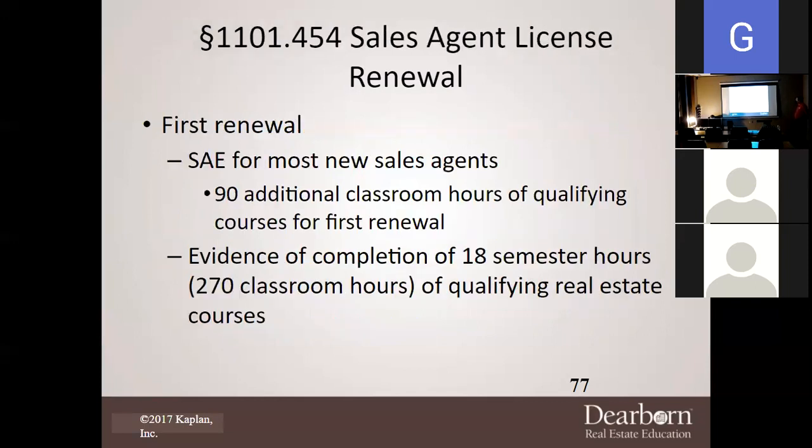Again, we talked about this, the first renewal. The SAE for most new sales agents is 90 additional classroom hours. And understand that TREC always does everything in 30s, okay? So how many classes is that? If it's 90, it's 3 classes. And you have to have evidence of completion of 18 semester hours, which is 270 classroom hours, for any qualifying courses, okay?